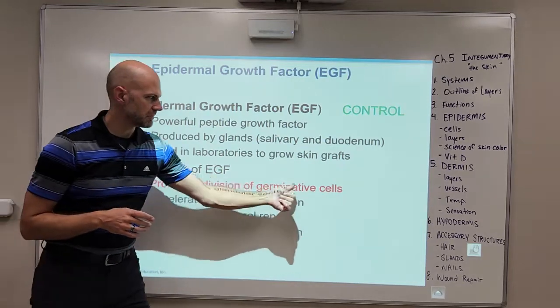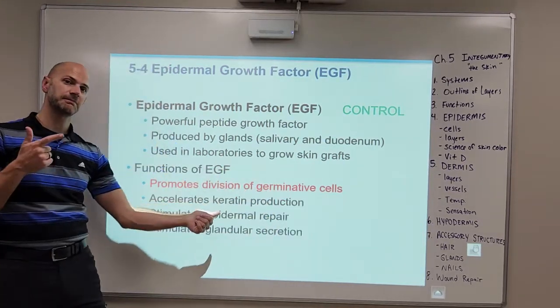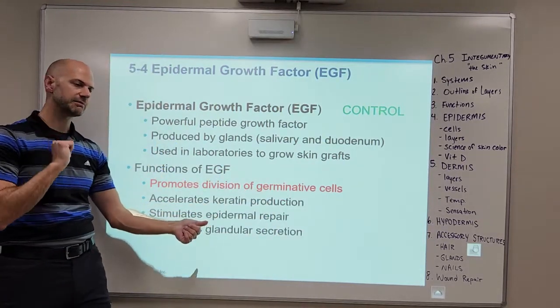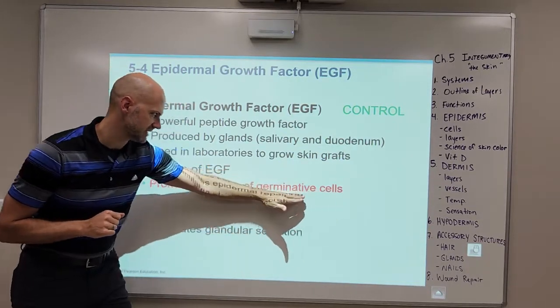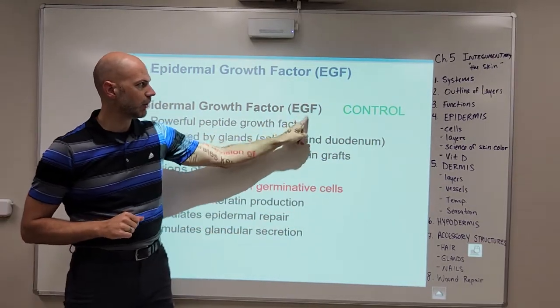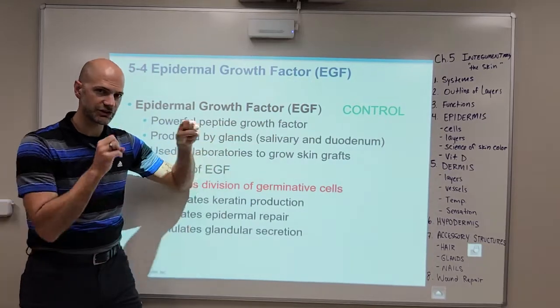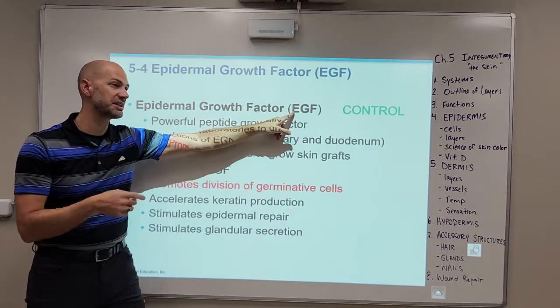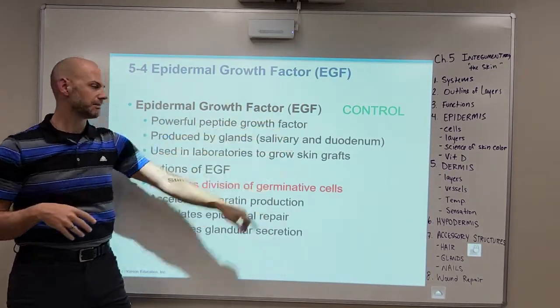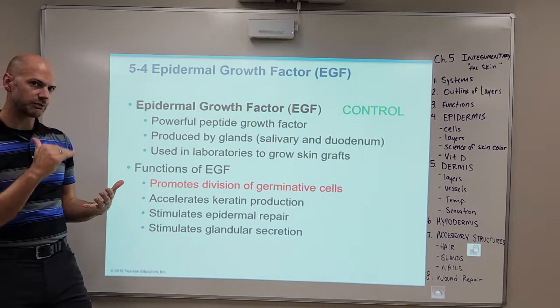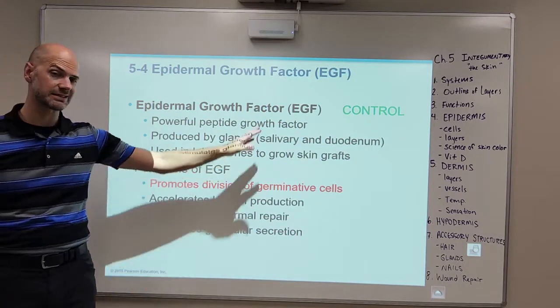It promotes division of germinative cells in the stratum basale. The stratum basale is where those germinative cells live, and this is a hormone that triggers those cells to continue to divide. So you always have a little bit of this signaling all the time, and you can regulate growth based on its levels in the body.